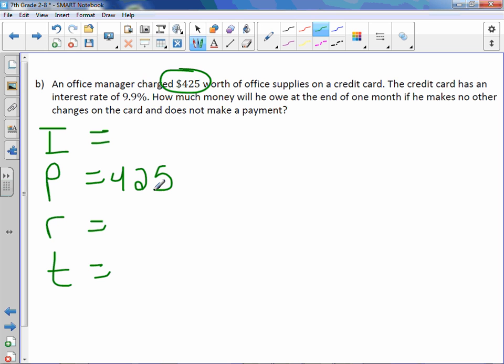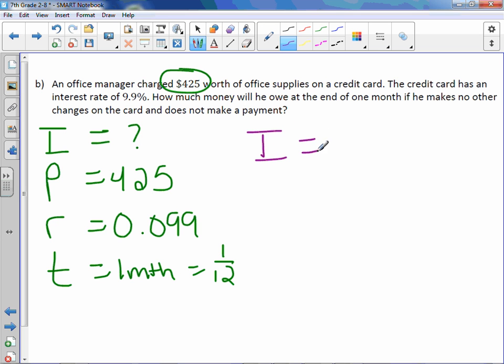Interest rate was 9.9%. Change that to a decimal. Move it over 2 to the left. 0.099. And time is 1 month. Now, it's 1 month. Remember, we take our months and we put them over 12 because there are 12 months in a year. And we are finding the interest. I equals PRT.